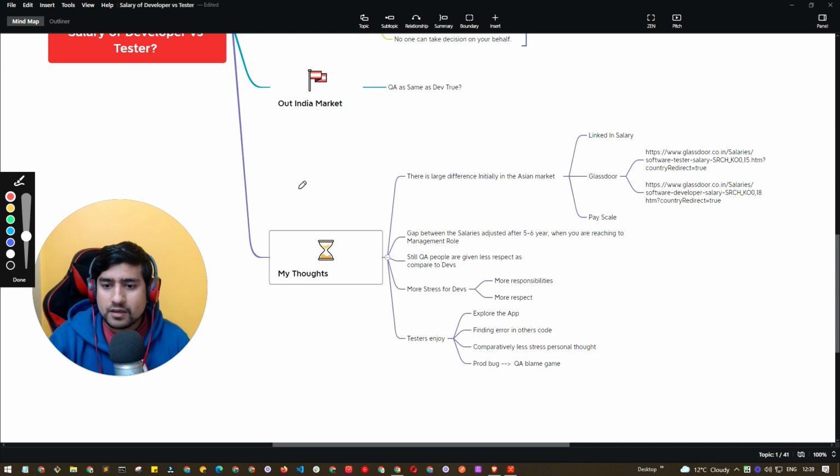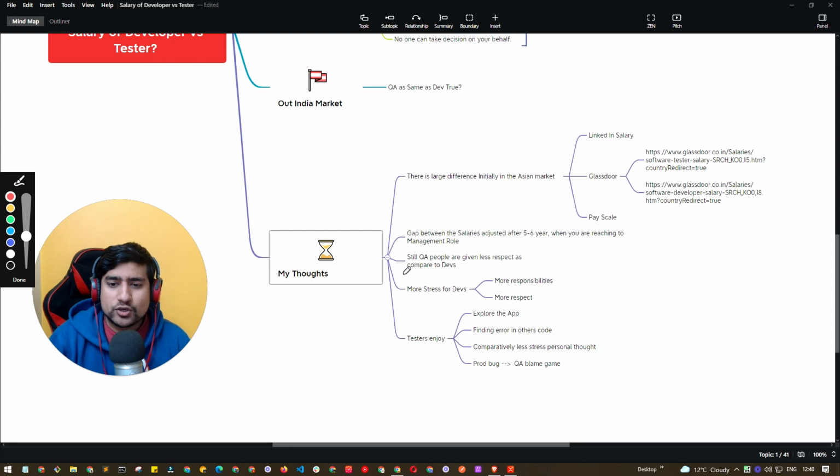Okay, awesome. The gap is adjusted after 5 to 6 years. This is a really important point that I wanted to give you with my 9 to 10 years of experience: after 5 to 6 years of experience, even in the QA profile and the developer profile, the gap starts to minimize because you are reaching a management role afterwards.